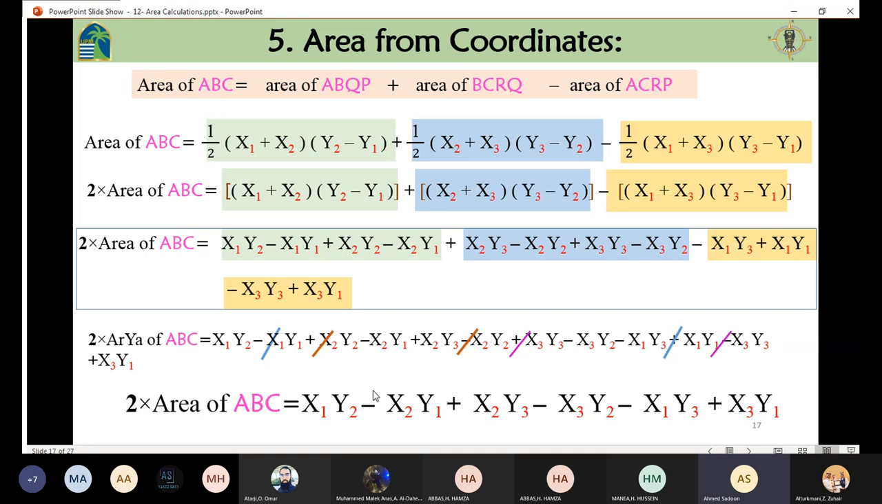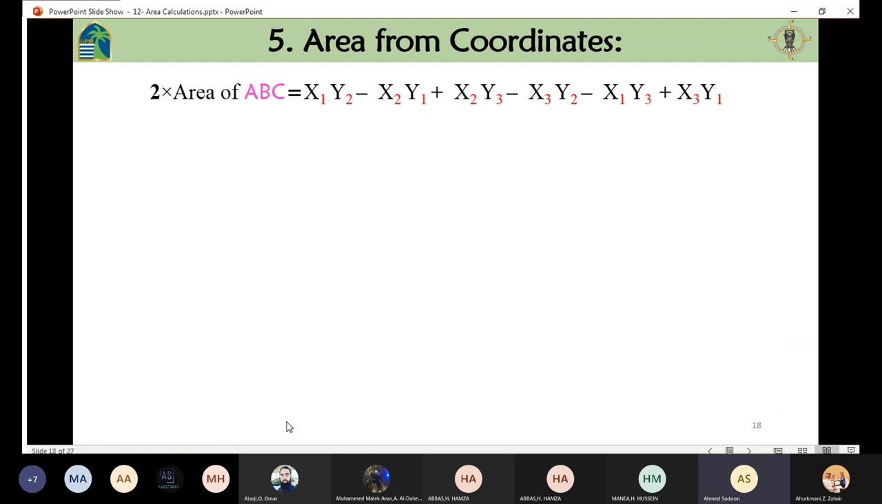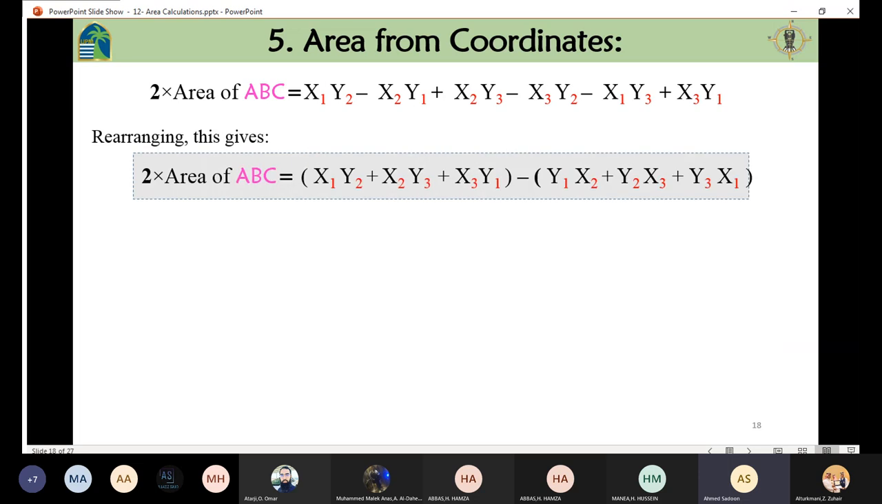We're going to have only six terms: 1, 2, 3, 4, 5, and 6. We have three coordinates, so we're going to have six terms. Also, this could be simplified more. We could put the positive part together and the negative part together. So this one could also be arranged like that. This one and this one and this one, we're going to put them together, while the negative terms we can also arrange together. This one and this one and this one, like that.